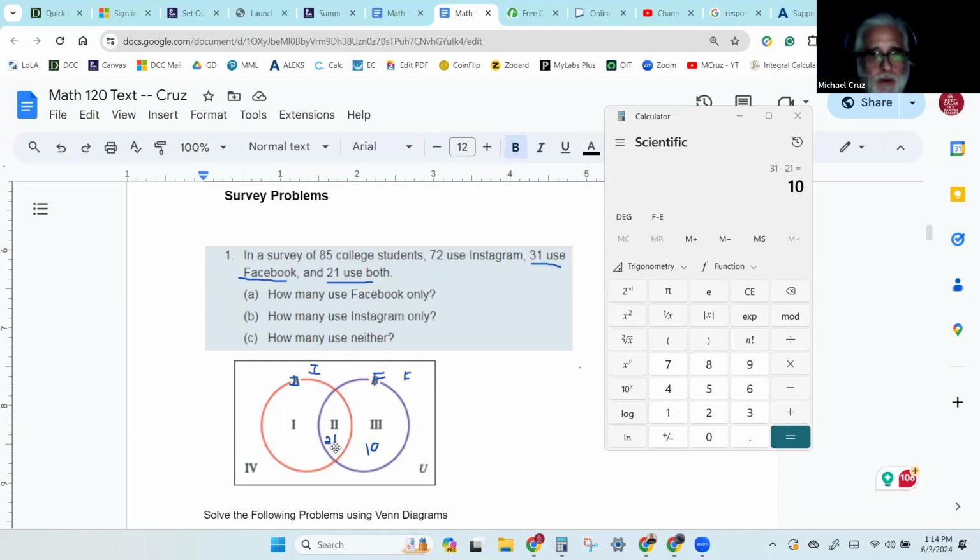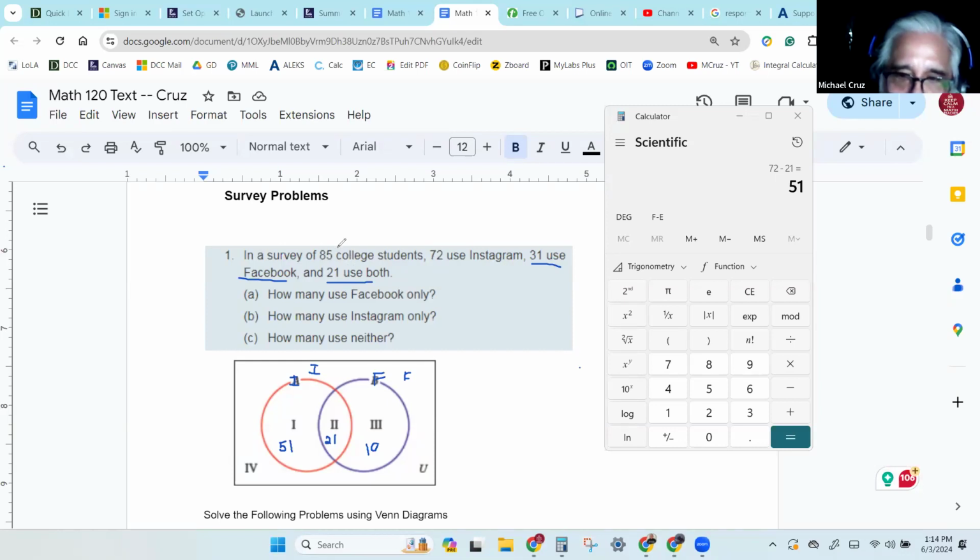But there's already 21. So I'm going to take 72 minus 21. So then that's going to be 51 there. Now, all three of the Roman numeral label sections should have a number in there, an actual count. So how can I find out what goes here?